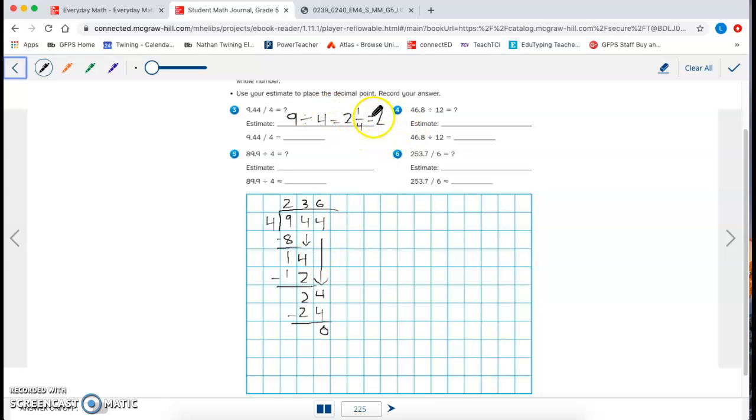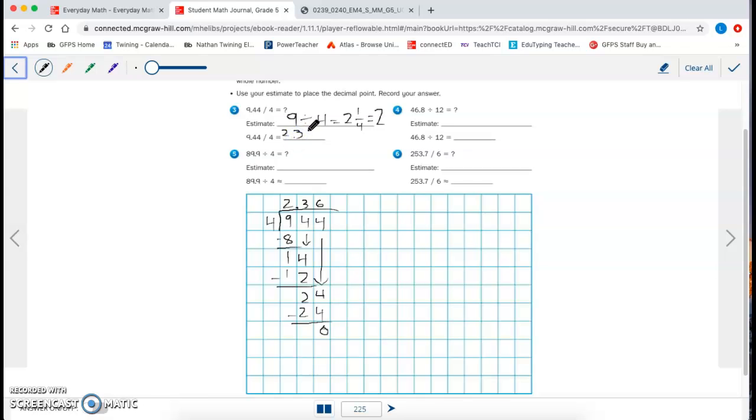Now, let me look. My estimate was 2, and I have 2, 3, 6. If I put my decimal all the way here, I have 236. That doesn't make any sense. If I put it here, I have 23. That doesn't make any sense. If I put it all the way over here, I have 236 thousandths. That doesn't make any sense. It makes most sense for me to put my decimal right here. So I have 2 and 36 hundredths.